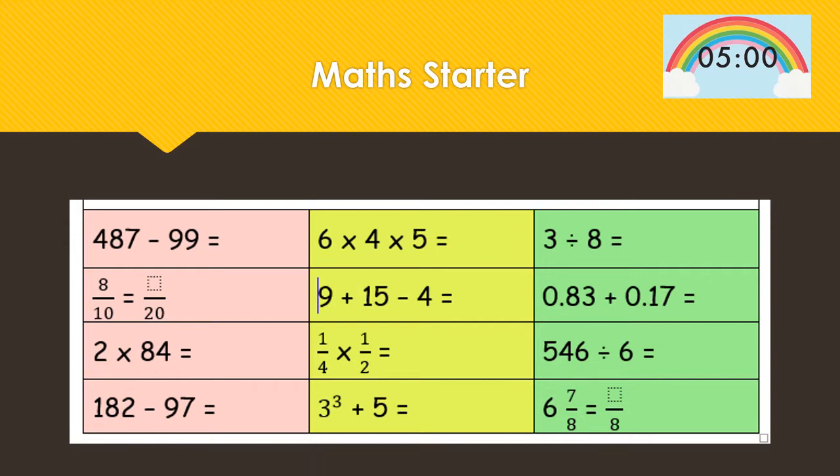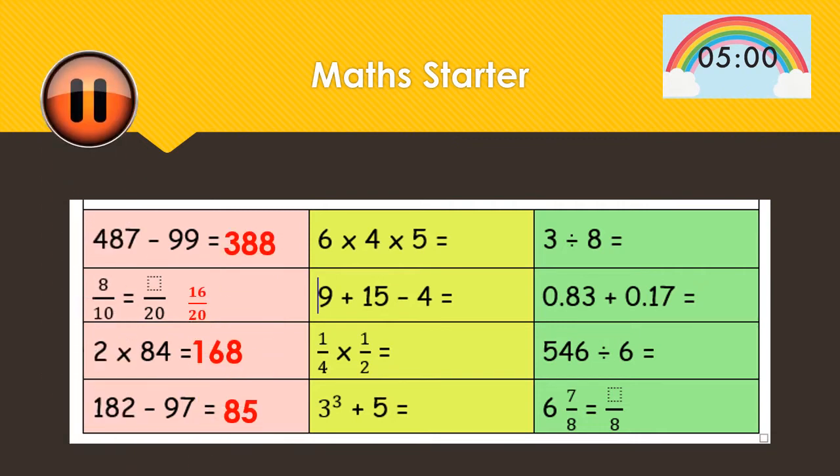Fantastic. We'll go through our answers. 487 minus 99 is 388. So the easiest way to do that is to minus 100 and put that 1 back on. 8/10 is equal to how many 20ths? Well, we can see to get from 10ths to 20ths, we had to multiply by 2. And whatever we do to the bottom, that's right, I heard you say it, we must do to the top. So if 10 times 2 is 20, then 8 times 2 is 16, and they are equivalent fractions. 2 times 84. So 2 times 80 is 160, and 2 times 4 is 8. Put that together, you get 168.